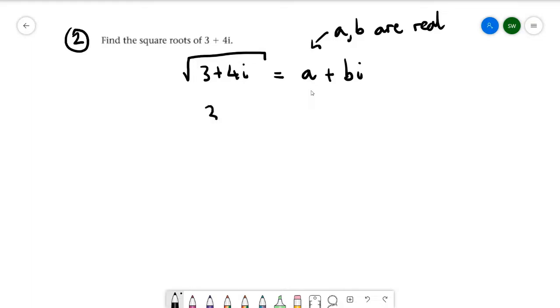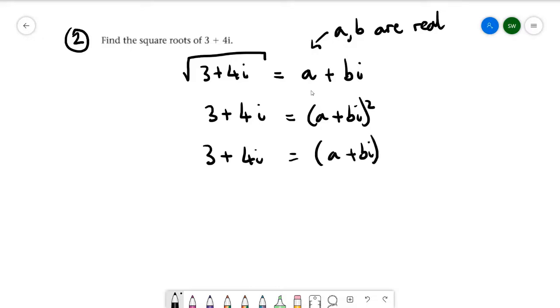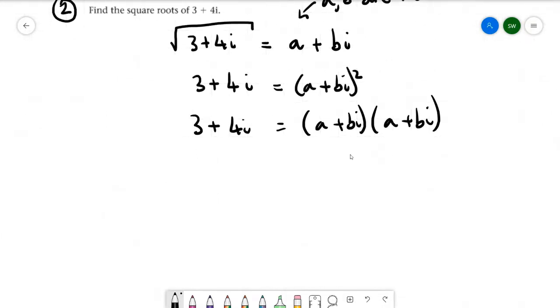Okay, so if we square the left hand side, we're just going to have 3 plus 4i equals, square the right hand side and we'll have a plus bi squared. So we're going to have 3 plus 4i equals a plus bi times a plus bi. So you can see now that this looks like a question where you could use comparing coefficients, equating real and imaginary parts, because we've got these unknown real numbers a and b.